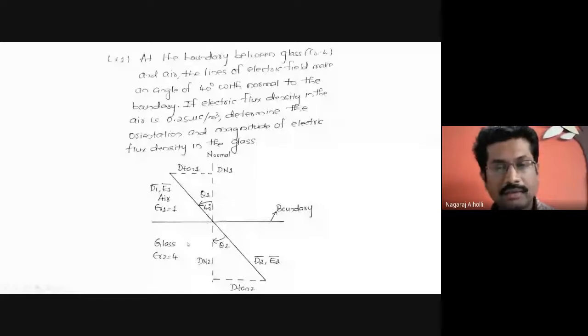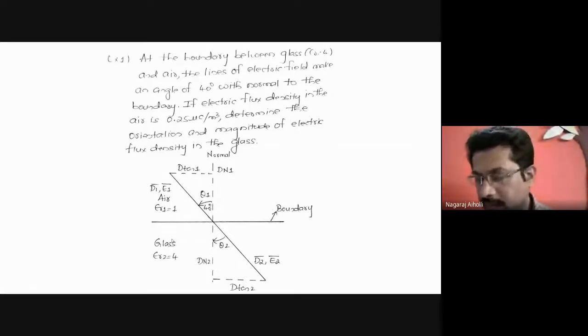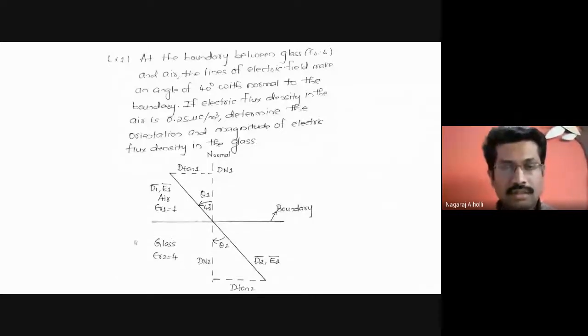This is the boundary condition between the glass medium and the air. Here it is the glass medium, and the other is between the dielectric and the air medium. We have discussed this derivation in our previous discussions. That is a boundary between a conductor and free space. One is the conductor medium, another is free space. Now we have to find the angle theta 2 and D2.